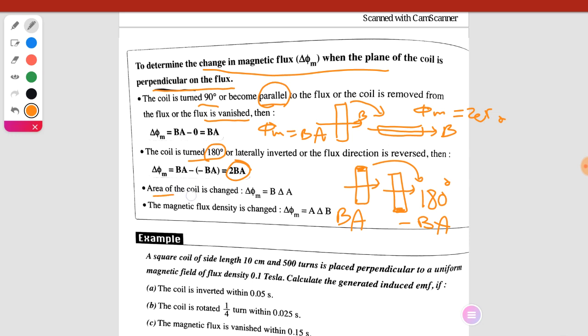If the coil area changes, delta phi m equals B delta A. If the magnetic flux density changes, delta phi m equals A delta B, according to the change.